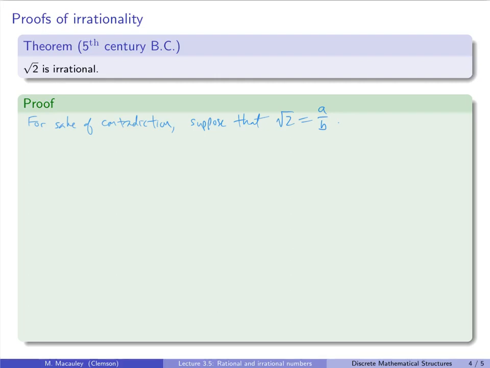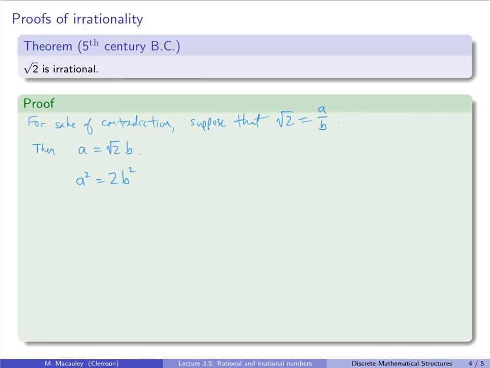Then what? Well, then we can say that, well, what do we want to say? We want to say that a equals root 2 times b. Okay, that's great. Then what? Well, then we can square both sides. a squared equals 2 times b squared.